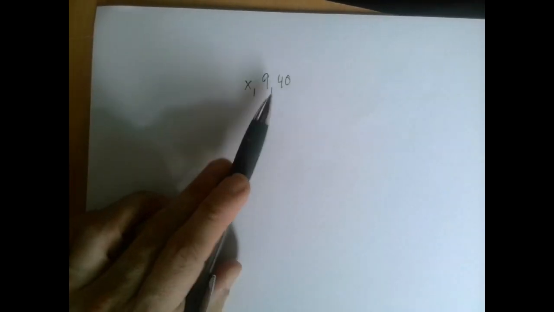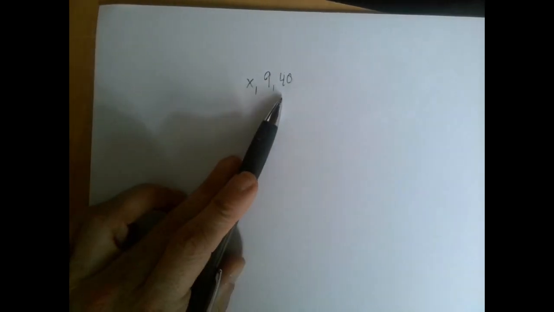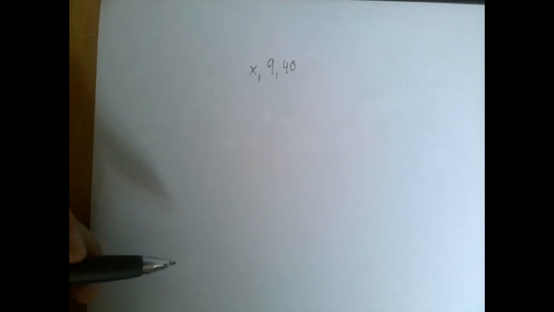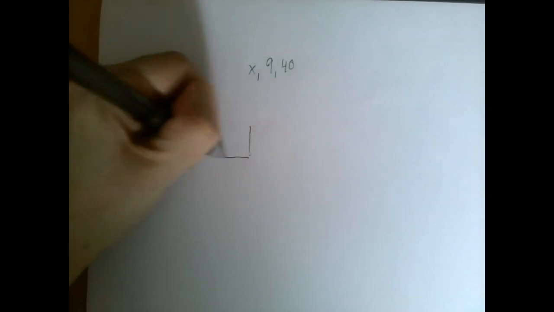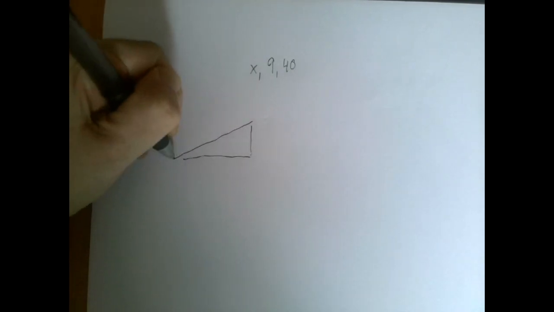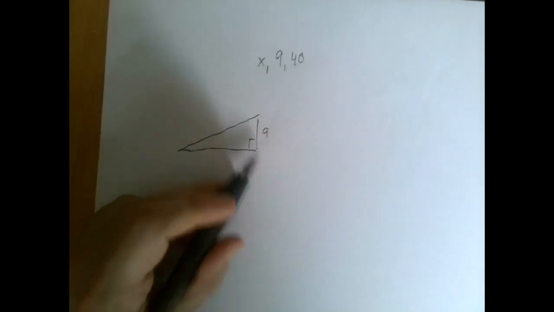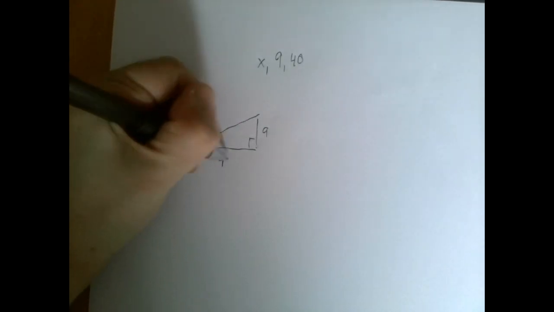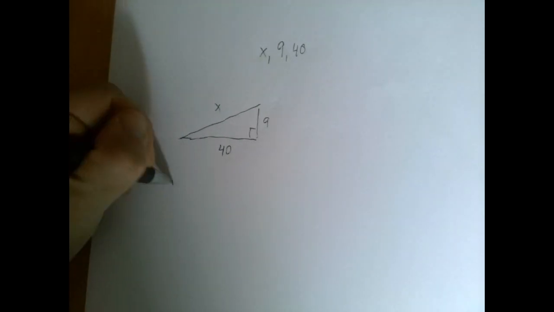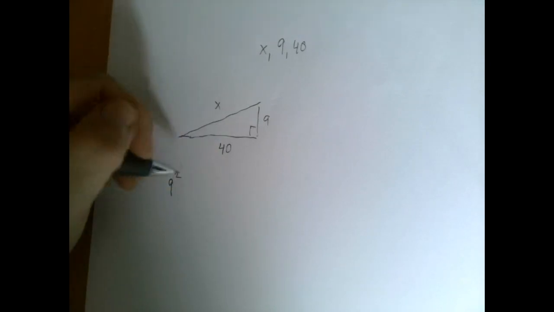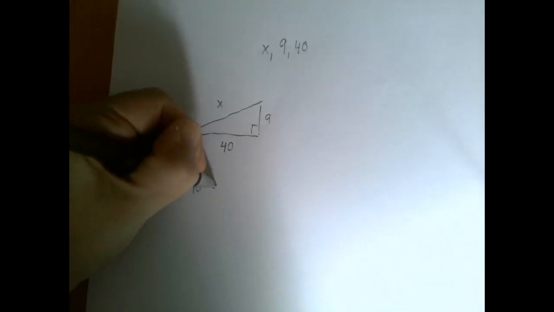One thing that we know is that 9 cannot be the hypotenuse, right? 40 beats it out. So there are actually two pictures with two different equations that will give you two different solutions. One of them is when x is the hypotenuse. So you have a shorter side 9, another shorter side 40, and x is the hypotenuse. And then the Pythagorean theorem says that 9 squared plus 40 squared equals x squared.